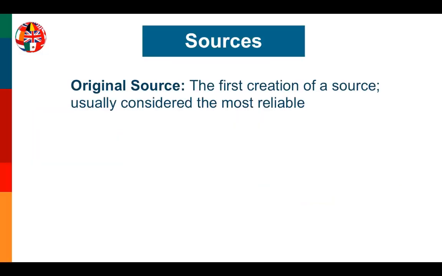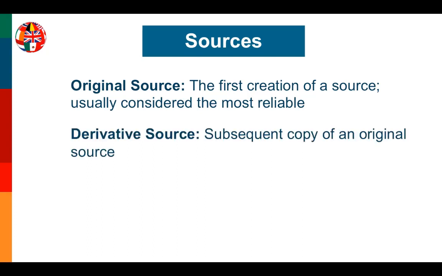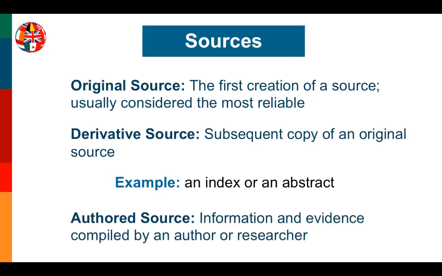An original source is the first creation of a source. It's usually considered the most reliable. A derivative source is a subsequent copy of an original source. So an example of that could be an index or an abstract. An authored source is when information and evidence are compiled by an author or a researcher.